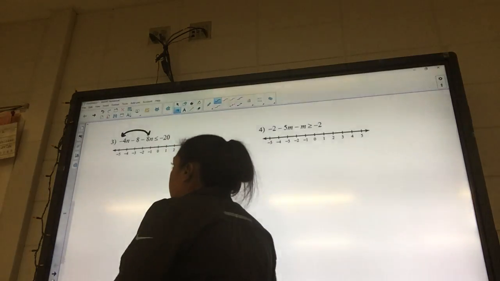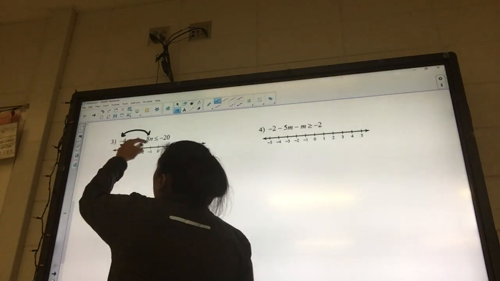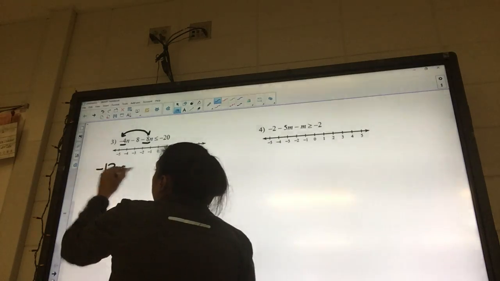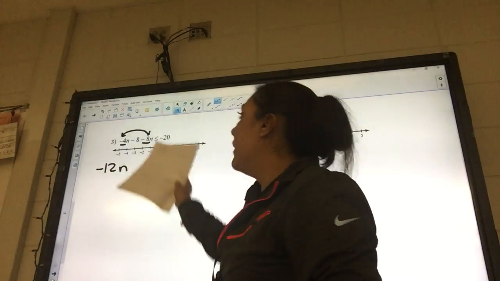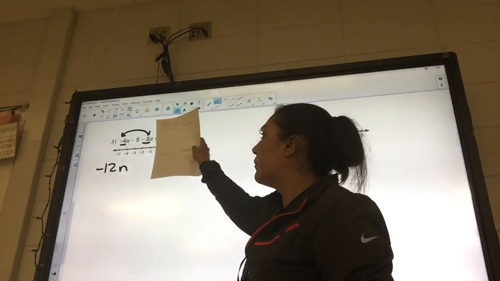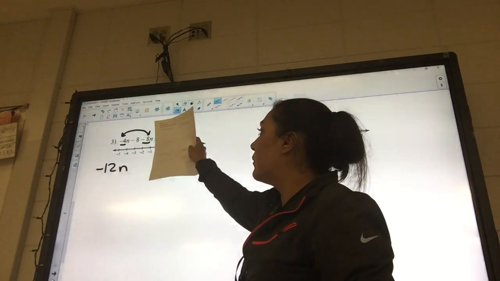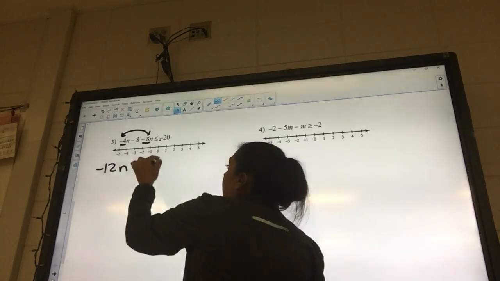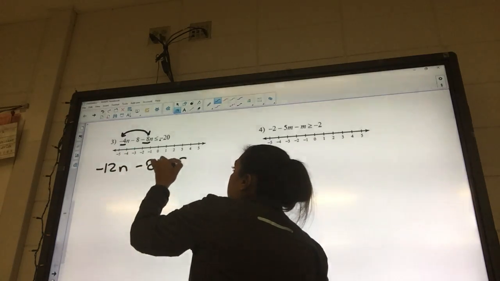So on your calculators, you're going to type in -4 minus 8, and that's going to give you -12n. And what else do we have up here that we have not used yet? The 8, the -8. And then we can copy this other stuff down. So less than or equal to -20.